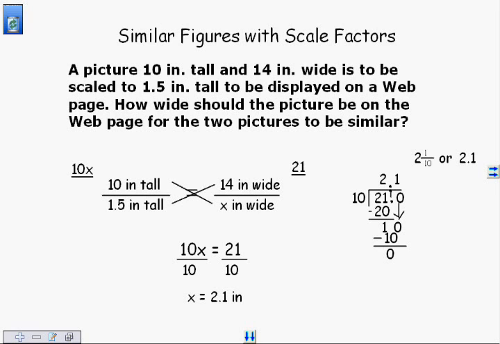So in order for the two pictures to be similar, the one on the web page needs to be 2.1 inches wide.